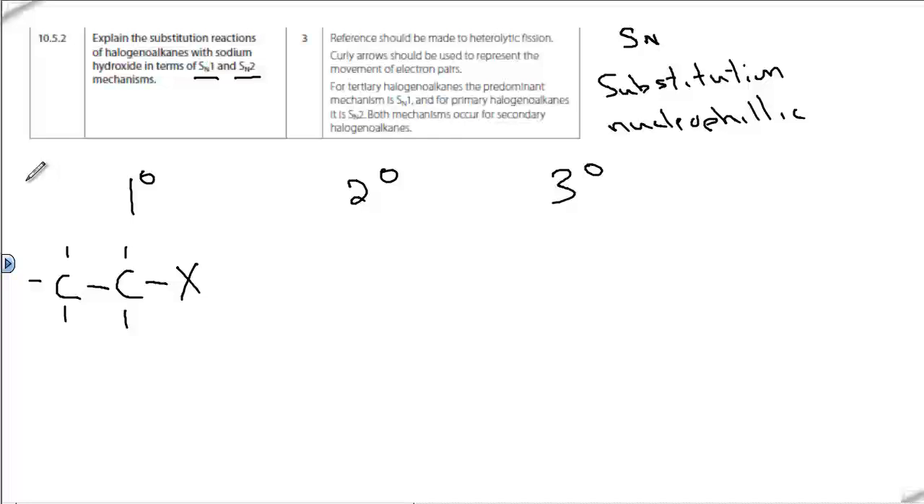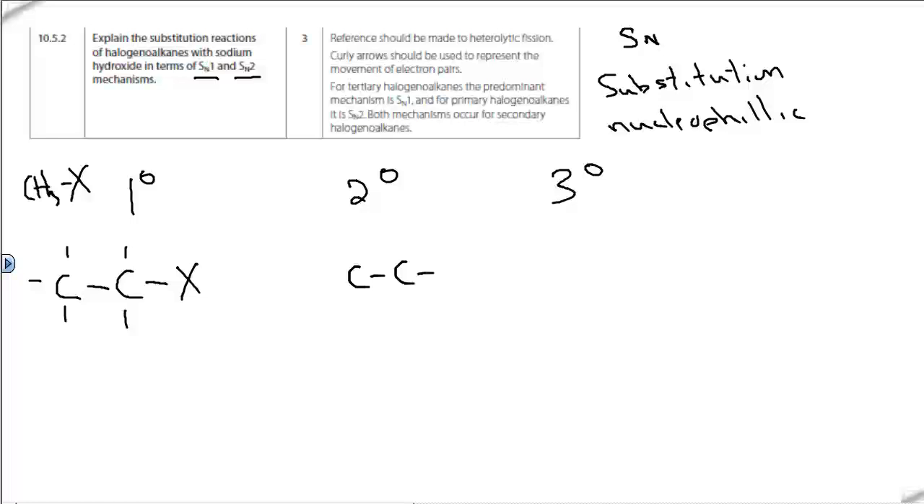Methyl, which is this, would behave similarly to a primary, although technically it is not primary. So if I put this X here, it's technically not primary because the carbon attached to the halogen is bonded to no other carbons. It's given its own category, methyl. But we're going to focus on primary, secondary, and tertiary.